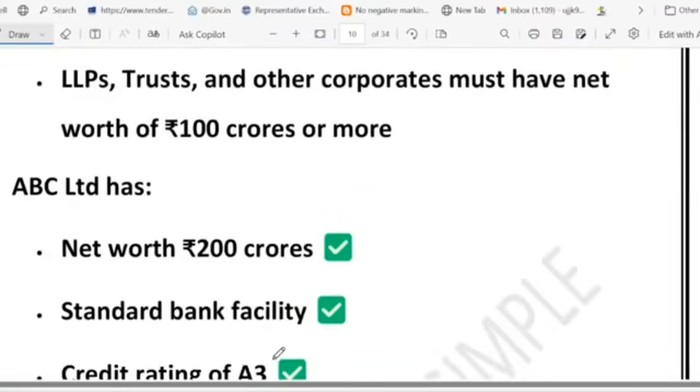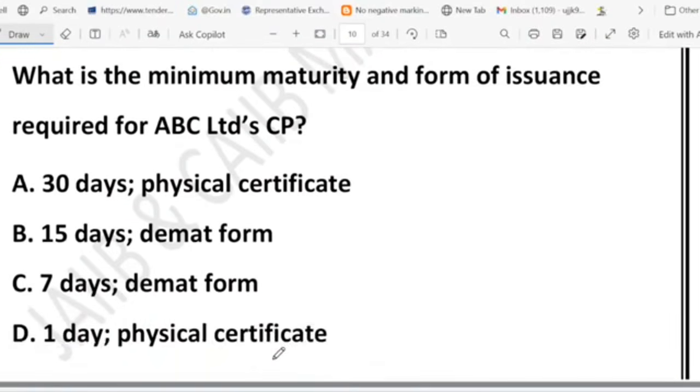Now friends, have a look at the next question. This question is also related to the same case study. It is asking, what is the minimum maturity and the form of issuance required for ABC Limited CP? CP means commercial paper. Option A, 30 days physical certificate. Option B, 15 days demat form. Option C, 7 days demat form. Option D, 1 day physical certificate.